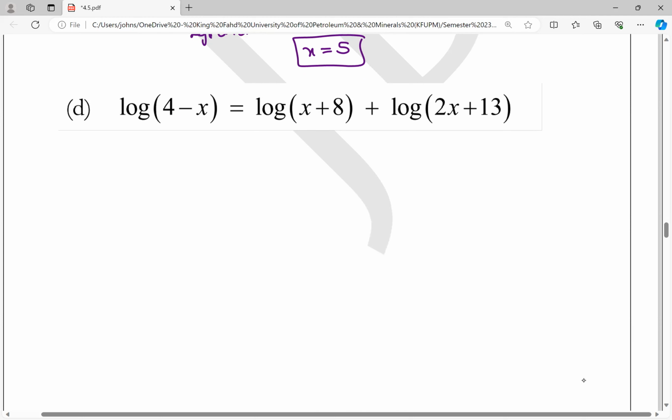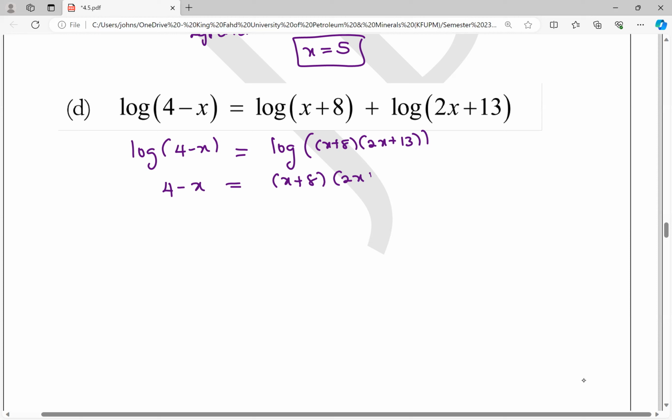All right. Now for this one here, we can write as log 2x plus 8 and what? 2x plus 13. And this is log of 4 minus x, right? So we can drop the logarithm. So you have 4 minus x is x plus 8 multiplied by 2x plus 13.